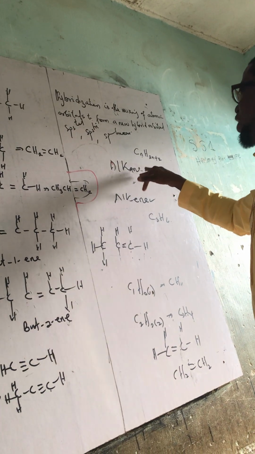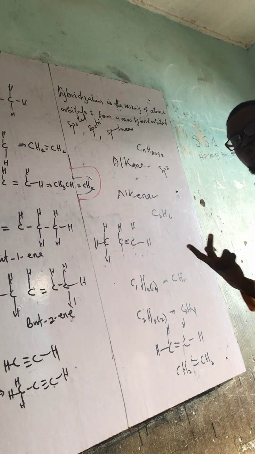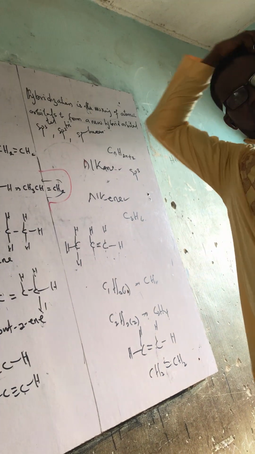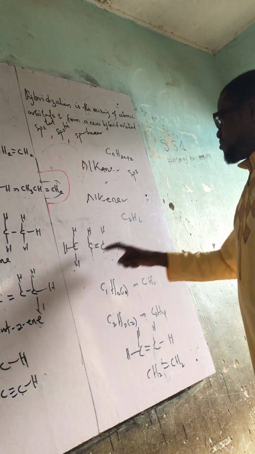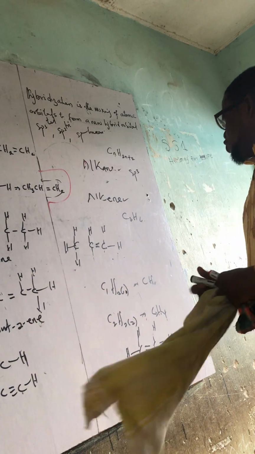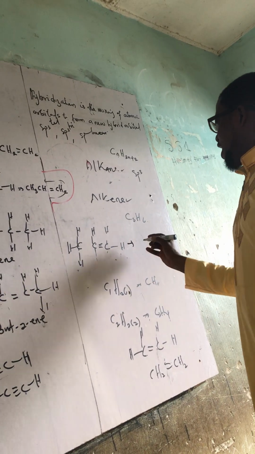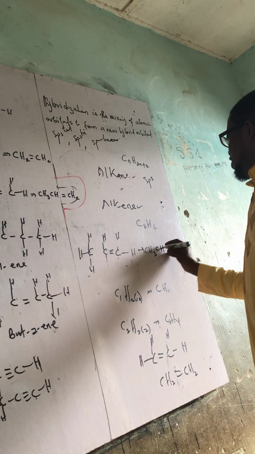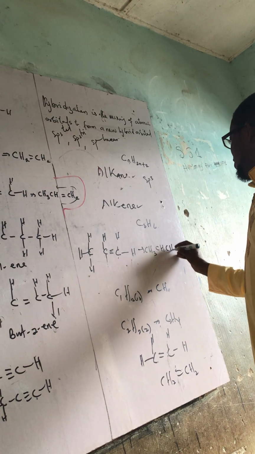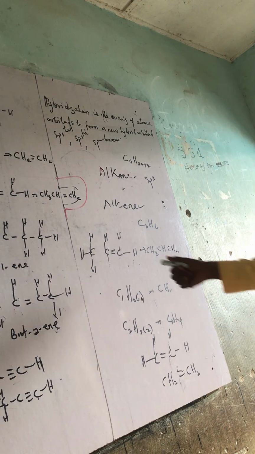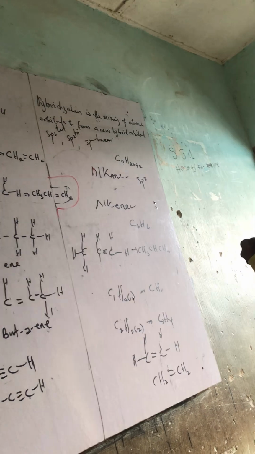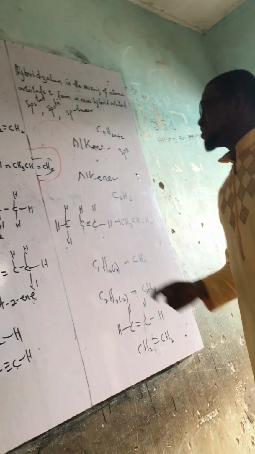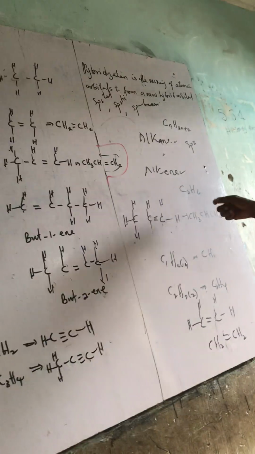So I've been able to look at alkene. From the two I have drawn, you can learn how to draw the remaining ones. I can write this one as CH3, then CH, then CH2. That's another structure. So if I say draw a structure for ethene, either you draw this or you draw this.